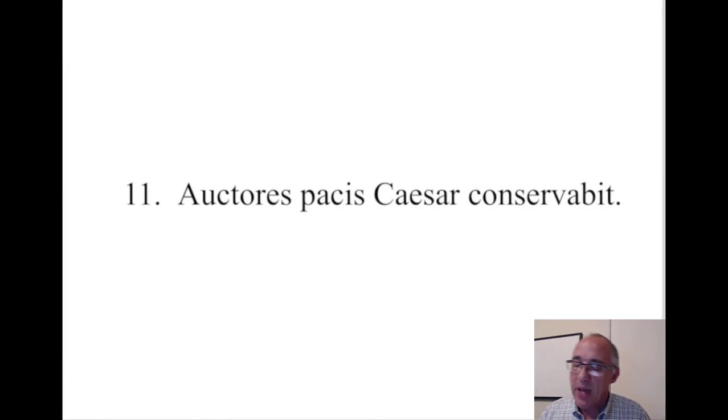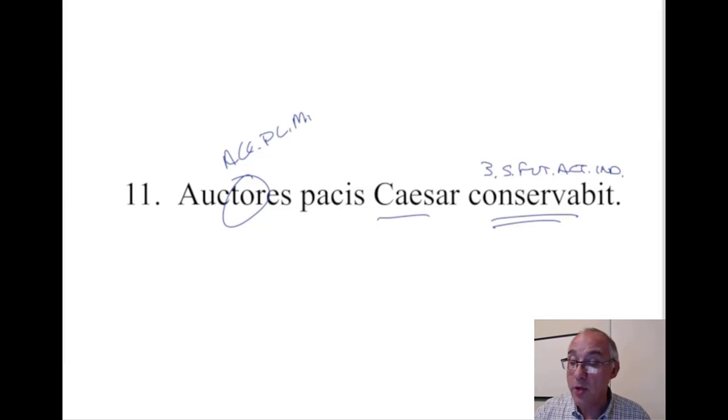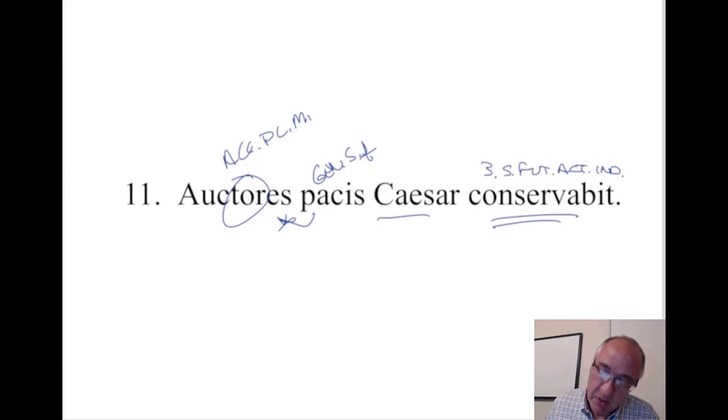It's okay. Auctores pacis Caesar conservabit. Well, here you go. Caesar conservabit. Caesar is the nominative, conservabit, third person, singular, future, active, indicative. Caesar will save. Auctores is accusative, plural, masculine, the authors. Pacis, genitive, singular, feminine. Getting a lot of genitives in this chapter, aren't we? Pacis goes right after auctores. The makers of peace. Caesar will save. Doesn't have to be that flowery. Caesar will save the authors of peace.